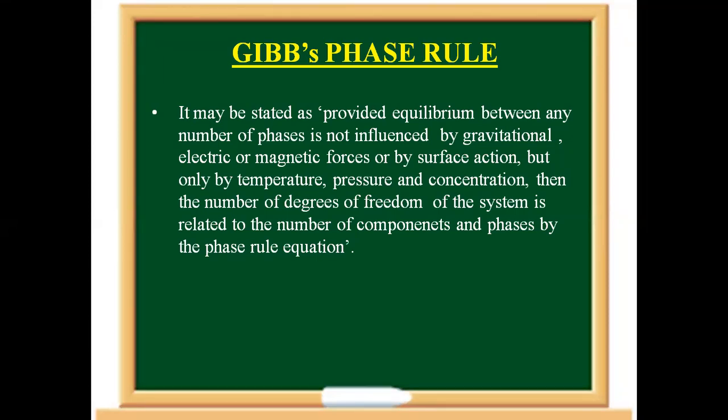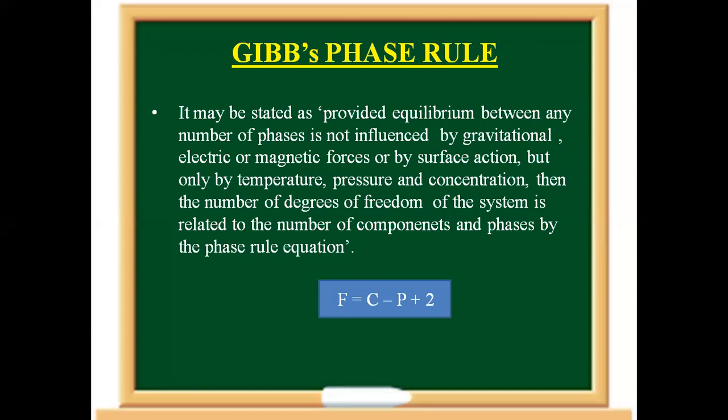What is the phase rule? Provided equilibrium between any number of phases is not influenced by gravitational, electrical, magnetic forces nor by surface action theory, it is influenced only by temperature, pressure, and concentration. So when these factors come up, there are certain other factors related to this. What are these factors? The number of degrees of freedom of the system is related to the number of components and phases by the phase rule equation. So what is the phase rule equation? Phase rule equation is F is equal to C minus P plus 2. This is the phase rule equation.